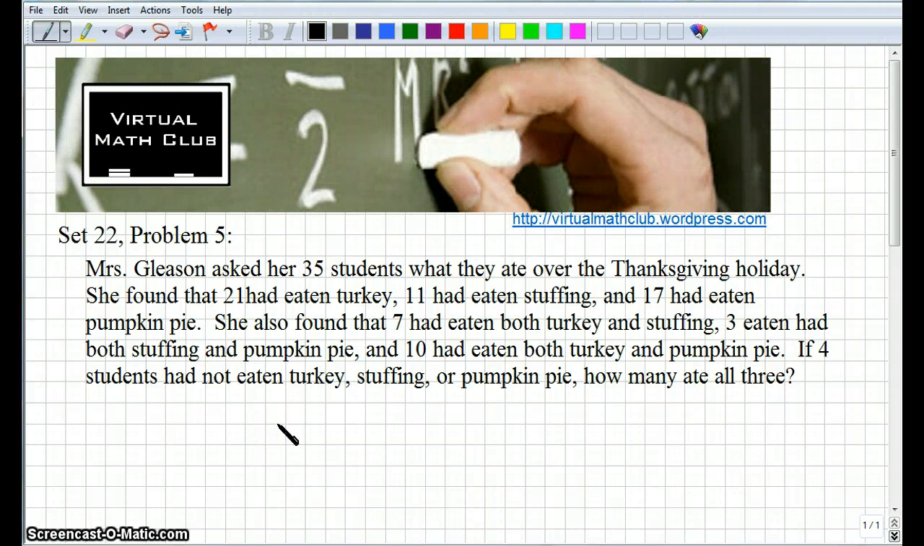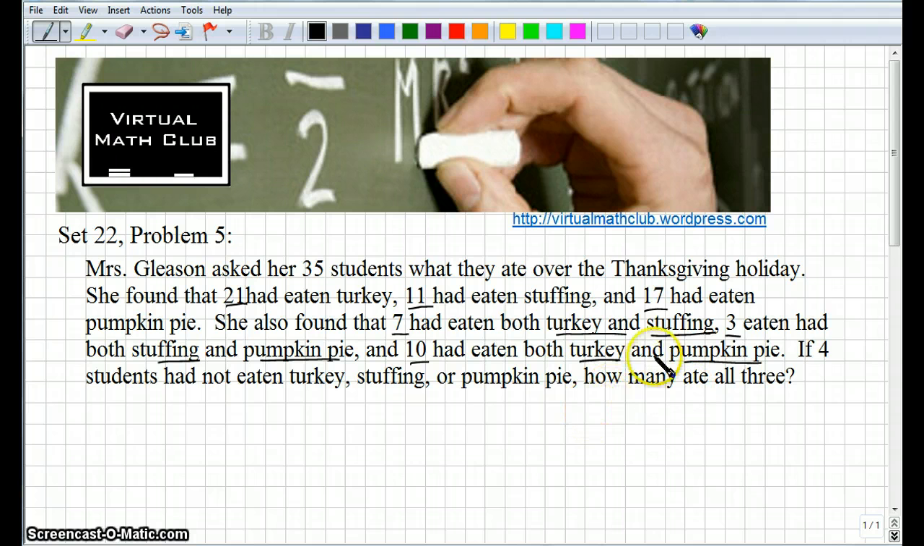All right. Mrs. Gleason asked her 35 students what they ate over the Thanksgiving holiday. She found that 21 had eaten turkey, 11 had eaten stuffing, and 17 had eaten pumpkin pie. She also found that 7 had eaten both turkey and stuffing. 3 had eaten both stuffing and pumpkin pie, and 10 had eaten both turkey and pumpkin pie. If 4 students had not eaten turkey, stuffing, or pumpkin pie, how many ate all 3?